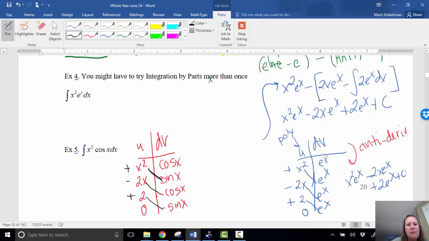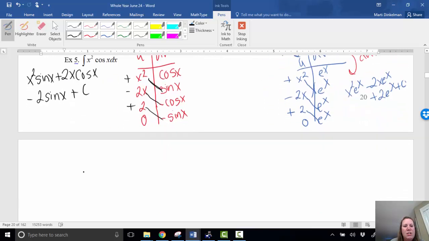Now this one's a little interesting because we have minus here, but we also have negatives within our problem. So we'll just have to be careful about that. So my answer to this problem is going to be x squared sine x, plus because of that double negative, 2x cosine x, minus 2 sine x plus c. Okay, on that one.